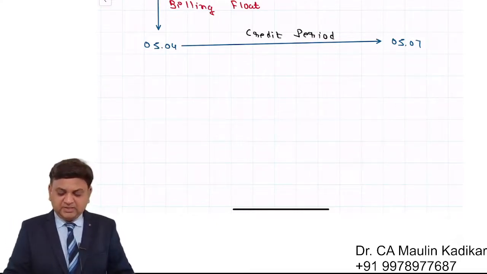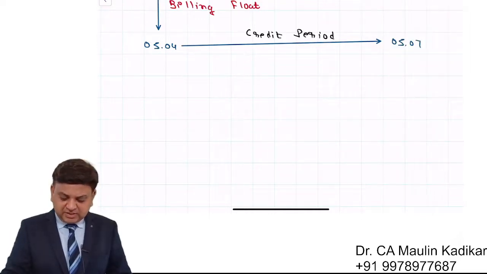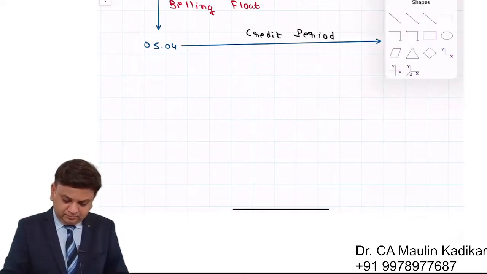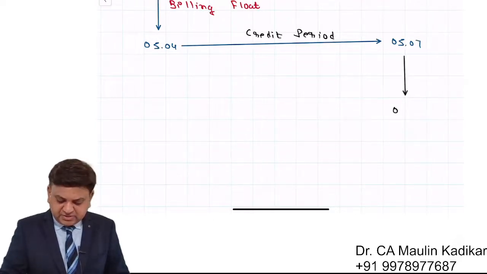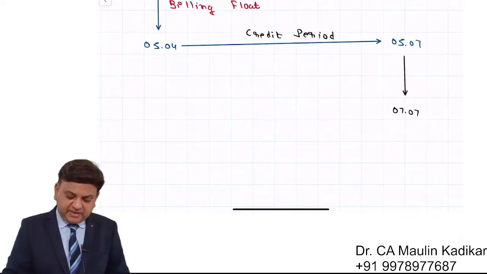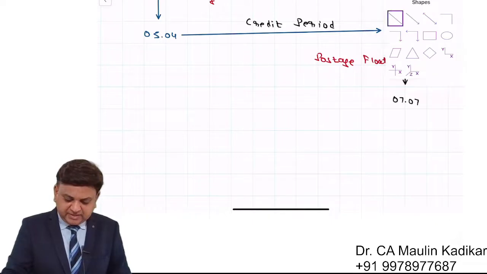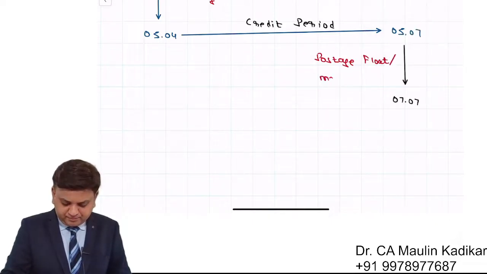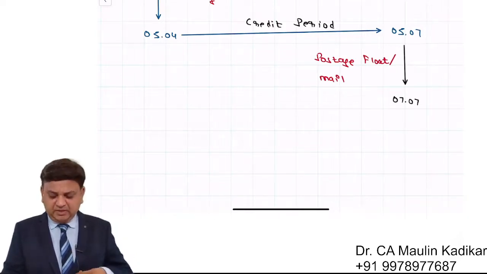On 5th of July, the customer sent the payment, which is received by the company on 7th of July. The check was sent through post and it was received by the company on 7th of July. So this time gap is given a technical name as postage float, or it is given a name as mail float, whether post, courier, or other means of delivery.